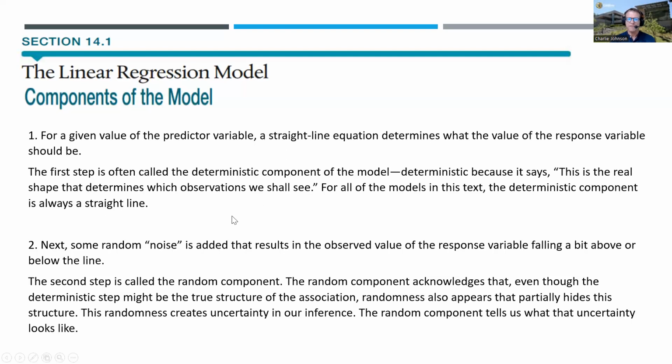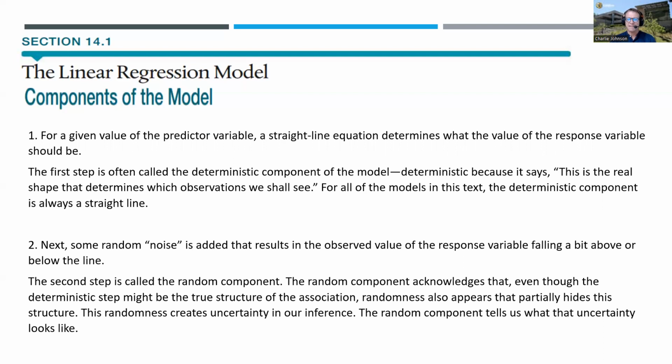Again, number 1, for a given value of the predictor variable, a straight line equation determines what the value of the response variable should be. The first step is often called the deterministic component of the model. Deterministic because it says, this is the real shape that determines which observations we shall see. For all of the models in this text, the deterministic component is always a straight line.